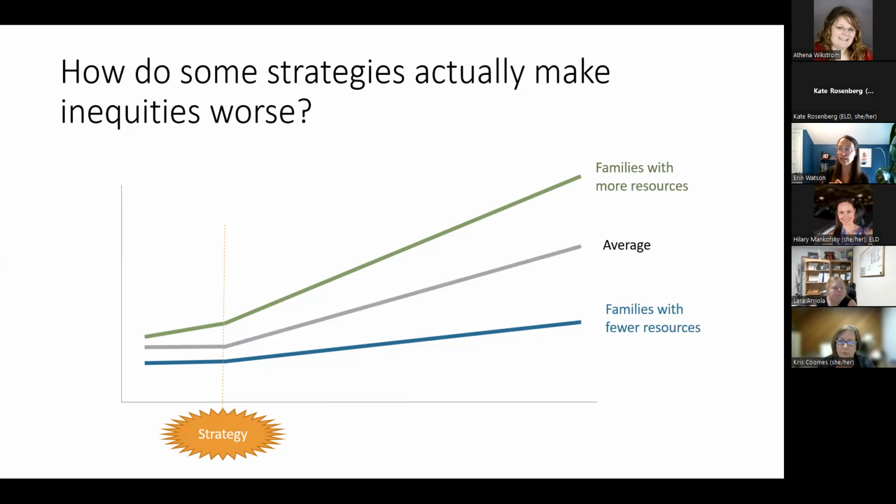It's kind of like masking what's actually going on, which is a huge plug for disaggregating your data always, because it tells a much more clear story. So again, it's not necessarily that this strategy is bad. It just wasn't designed in a way to advance equity. And so how do you do that?